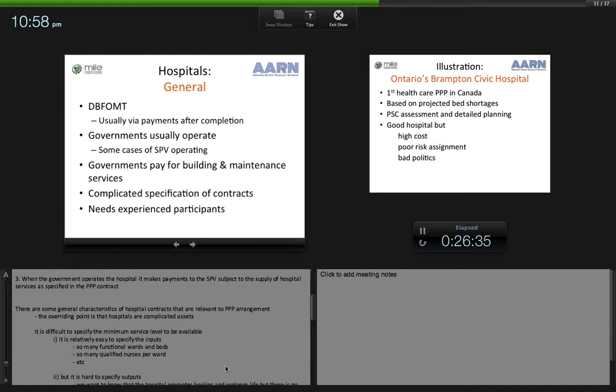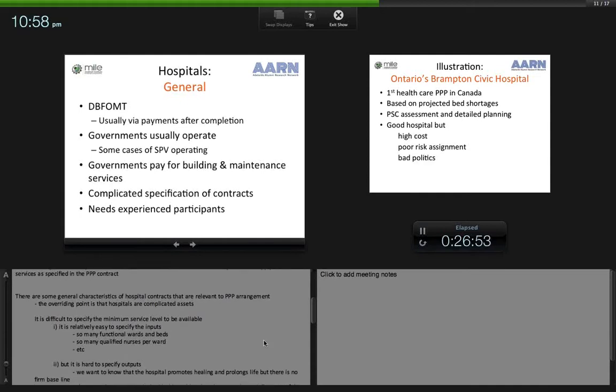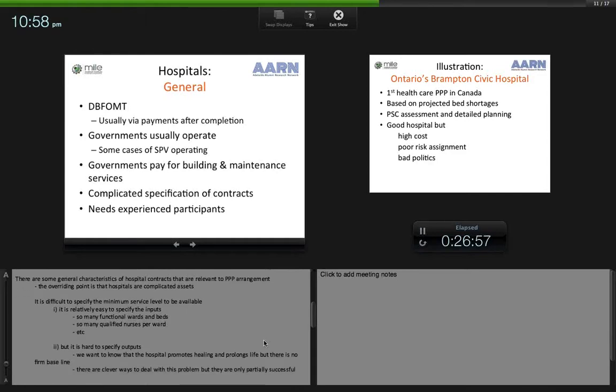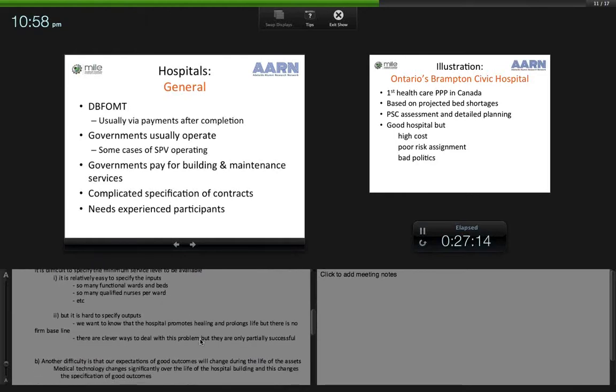There are some general characteristics of hospital contracts that are relevant to the PPP arrangement, and the overriding point is that hospitals are complicated assets. It is difficult to specify the minimum service level to be available. Relatively easy to specify the inputs, so many functional wards and beds, so many qualified nurses per ward, etc. But it is hard to specify the outputs, and it's the outputs that we're really interested in. We want to know that the hospital promotes healing, it prolongs life, but there is no firm baseline against which to compare. There are clever ways to deal with this problem, but they are only partially successful.